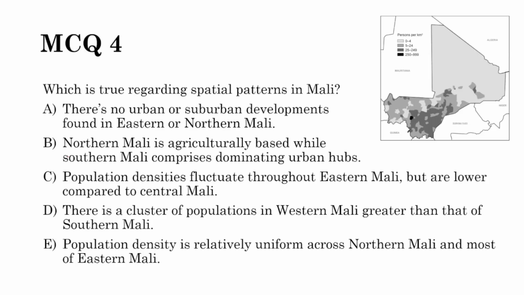That cannot be determined. C, population densities fluctuate throughout eastern Mali, but are lower compared to central Mali. I would say that the lower part is true for the most part, but I don't think it really fluctuates, or at least it doesn't fluctuate that much, because we can see that consistent shading here in eastern Mali. And even if we include this in here, for the most part, it's pretty consistent shading. So I don't think it really fluctuates that much. So I would rule out C.